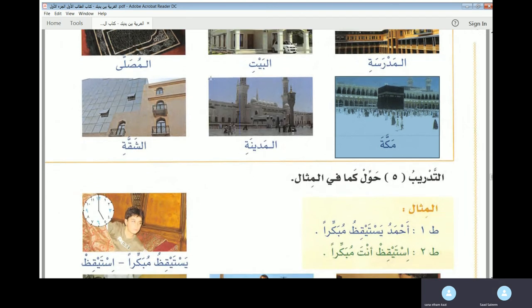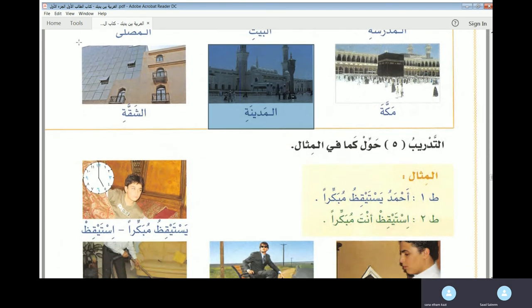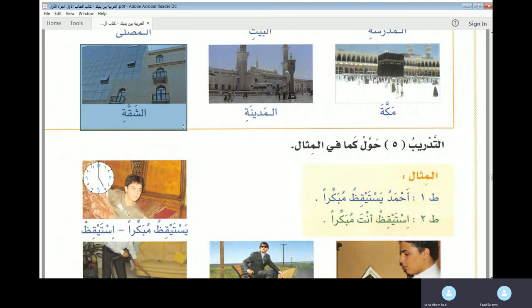Okay. Ana zahibun ila al-makka. I am going to Makkah. Intazir, wait. Ana zahibun ma'aka. I am going with you. Ana zahibun ilal Madina. I am going to Madina. Intazir, wait. Ana zahibun ma'aka. I am going with you. Ana zahibun ila shaqqa. I am going to the apartment, right? Yes. Intazir, wait. Ana zahibun ma'aka. I am going with you.